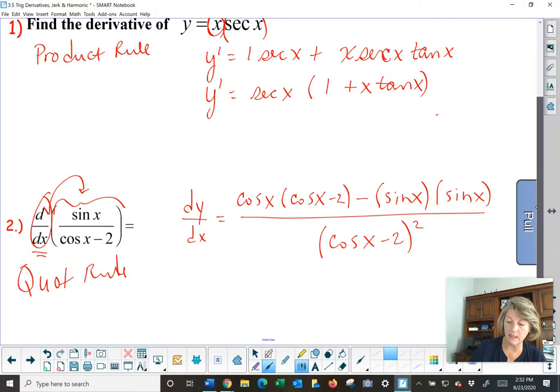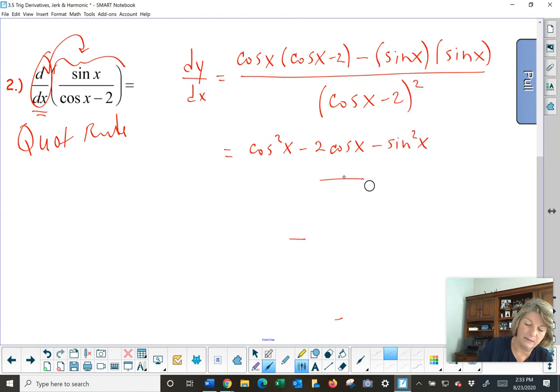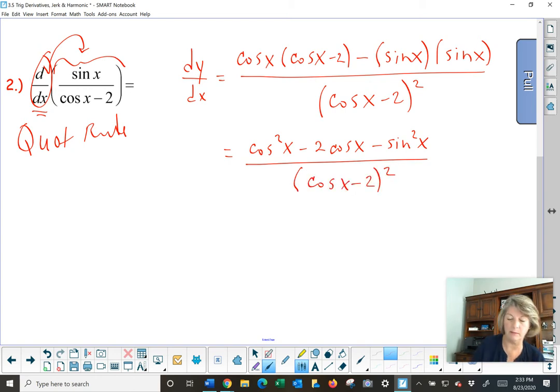Now, let's see, is there any simplifying? Well, if I distribute, I'm going to get a cosine squared x minus a 2 cosine x minus sine squared x. The minus part. I was hoping to get cosine squared plus sine squared, which could simplify to 1, but that's not what happened. So it looks like there really was no reason to simplify it other than it looks a little more concise.